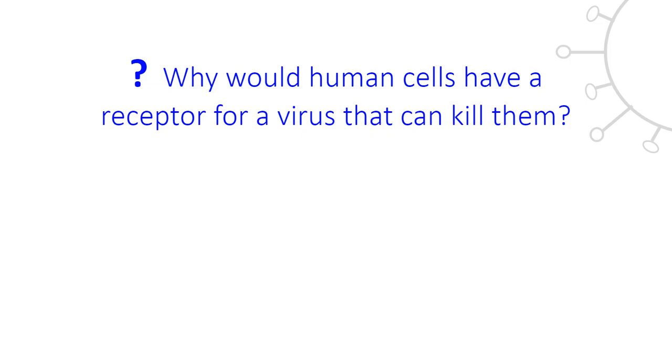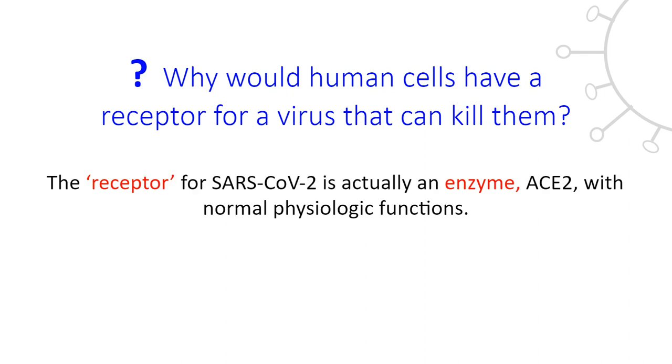So the question I ask students then is, why would a human cell have a receptor for a virus that can kill them? We've been talking about receptors in our cell physiology, where there are receptors for signal molecules or receptor-mediated endocytosis, but why would we have a receptor for something that can kill us? And the answer is, it's not really a receptor.